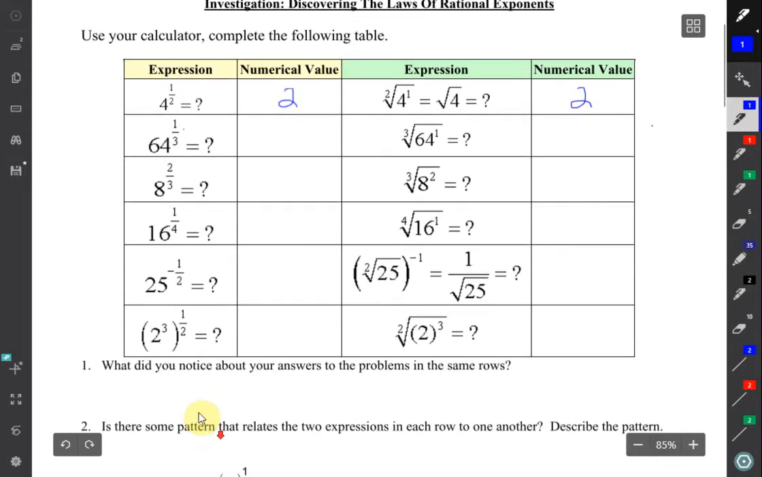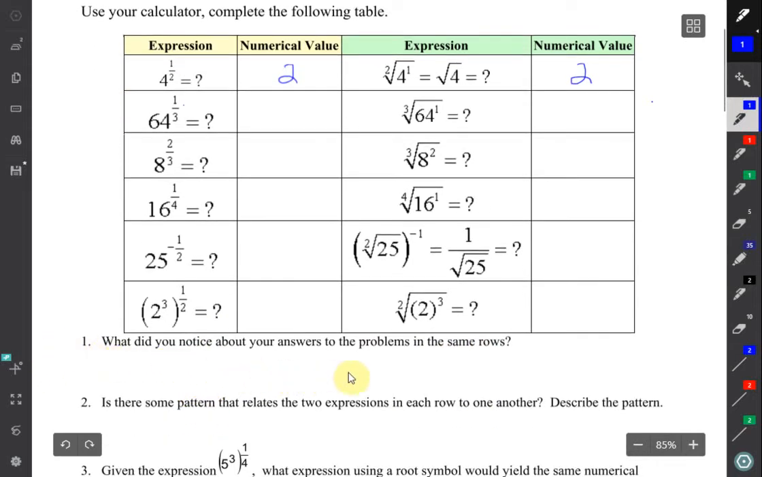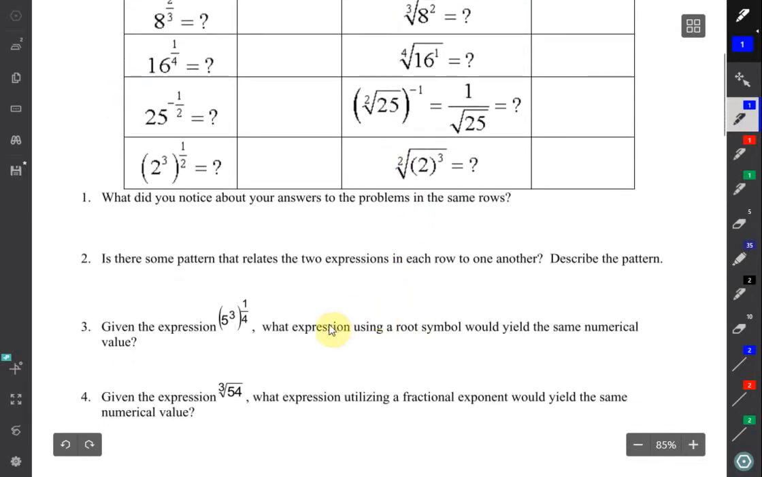And then consider what you notice about the answers to the problems in the rows, what pattern you see that relates the two expressions in the rows to each other, so these expressions here, and then express these in the other form. So take an exponential and express it as a root or a radical, and take a radical and express it as an exponential function.